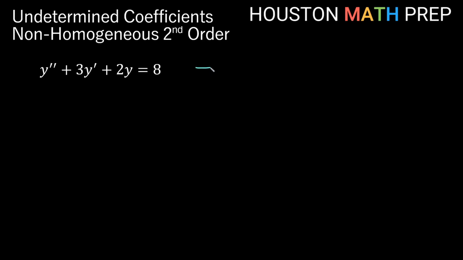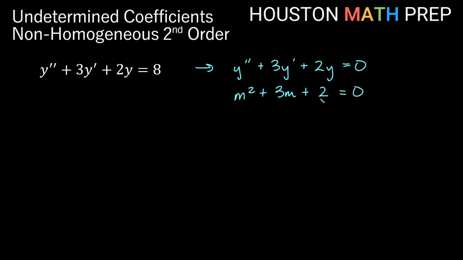So remember our characteristic polynomial for y double prime plus 3y prime plus 2y equal to 0, right? Think about solving this. Then what we'll end up getting for this characteristic polynomial will be m squared plus 3m plus 2 is equal to 0. So we're solving the associated homogeneous equation. This factors into m plus 1 times m plus 2. And if we set each of these factors to 0 and solve, we'll get that m is equal to -1 and m is equal to -2.